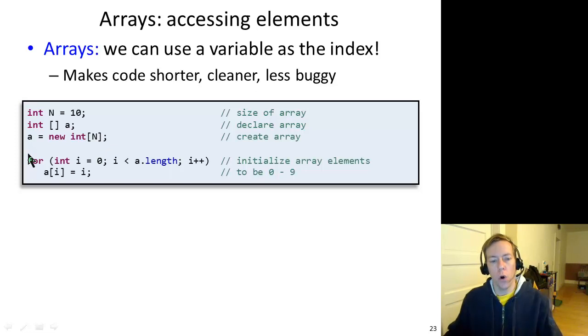Then I loop over it. And inside of these square brackets, I don't have to put a literal number. I can put any int variable. i is an int, so I can use i inside of this. i is going to range from 0 up to, but not including, a.length. So it's going to range from 0 to 9, and for each of those positions, it's going to put into a[0] 0, a[1] 1, and so on.